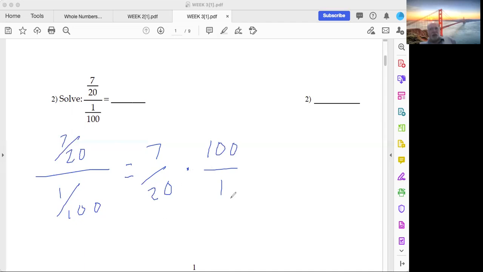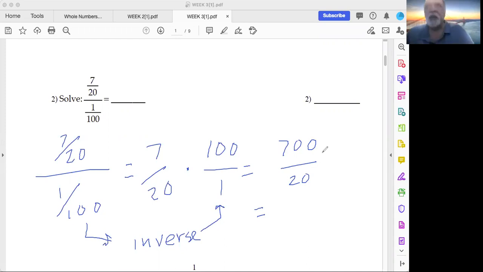inverse, okay? So this 100/1 is the inverse of 1/100. So now, when you multiply fractions, you can multiply the numerators together and you multiply the denominators together, okay? So this becomes 700/20, okay? But with a fraction, you always want to reduce it to what's called its lowest terms, meaning the smallest version of that expression, okay?